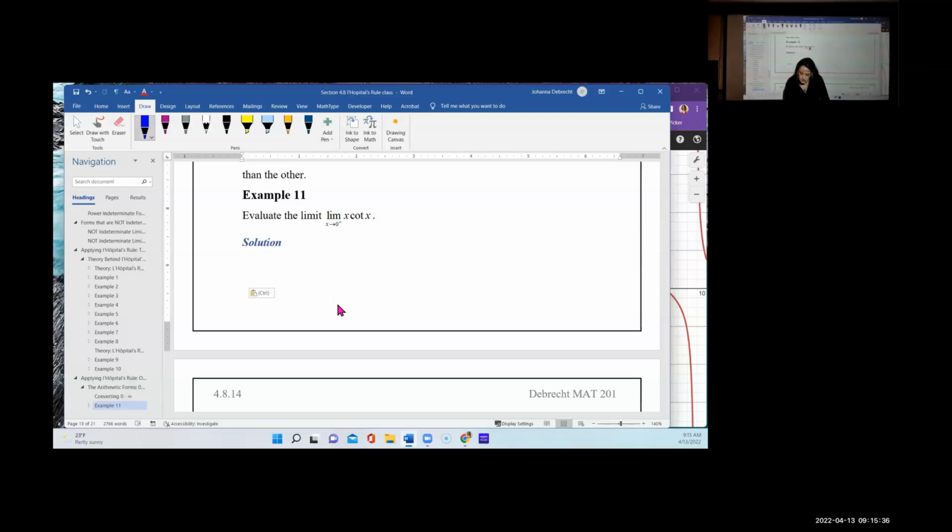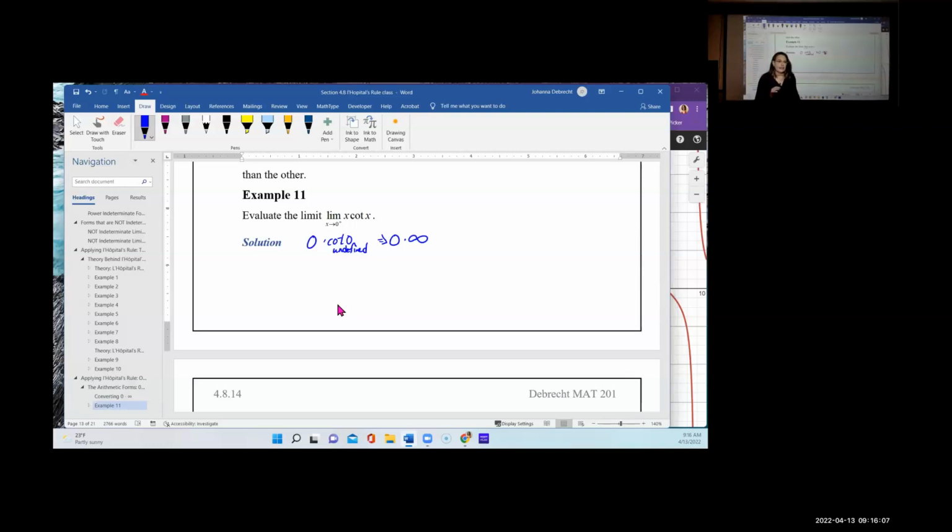And so when we plug in 0 for x, we get 0, but the cotangent of 0 is undefined, which tells us to look at the graph. So that tells us that we have 0 times positive infinity. Now, when we get 0 times positive infinity, we need to think about which one we want to move in order to make it either 0 divided by 0 or infinity divided by infinity.